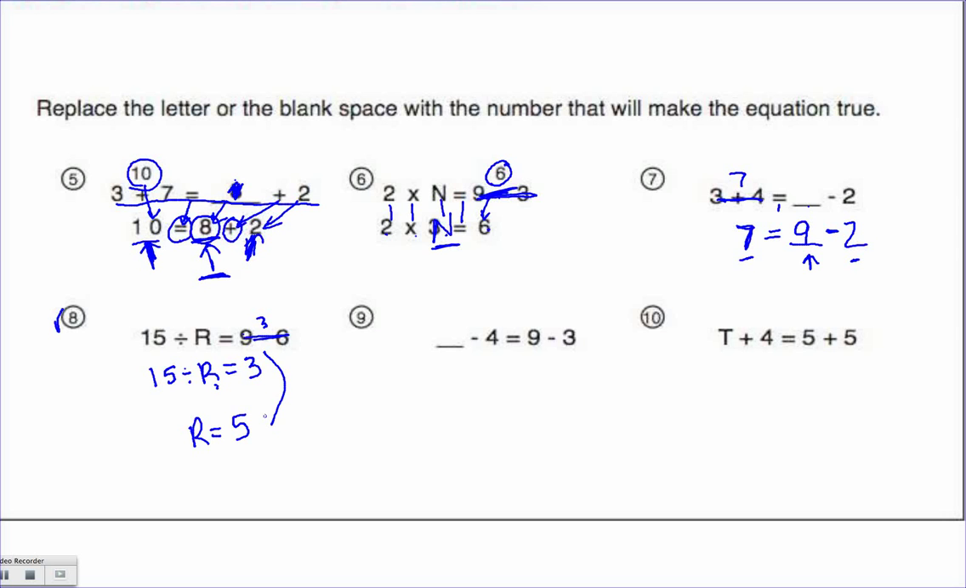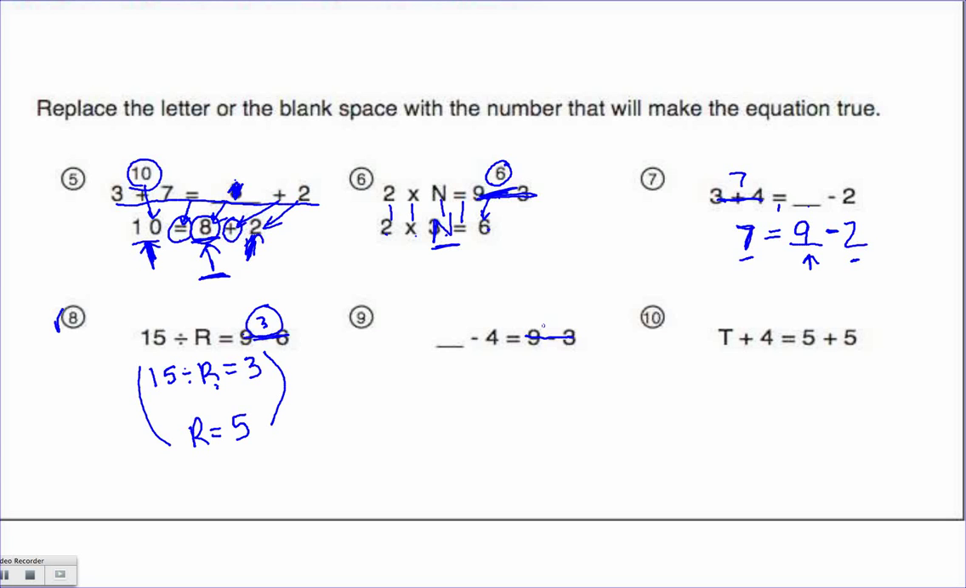This is what your paper should look exactly like. Nothing different. You might not have scribbled out the 9 minus 6. That's okay. But you should have 15 divided by r equals 3 written underneath it, and you should have r is equal to 5. If you didn't do that, fix your paper right now, then pause the video and do numbers 9 and 10.